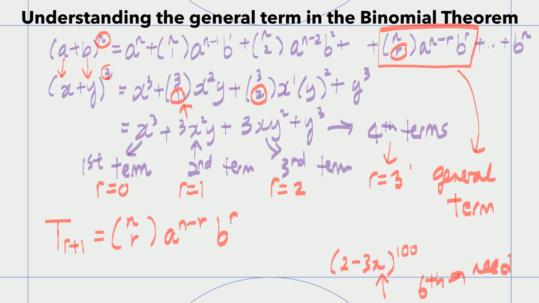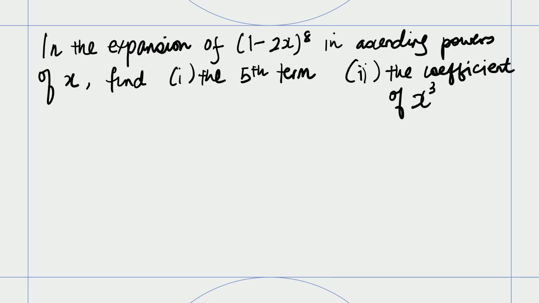So we will do one example on that. Supposing you're given the question to expand (1 minus 2x) to the power 8 in ascending powers of x. You're supposed to find the fifth term in part 1, and part 2 asks to find the coefficient of x cubed. In this case, we're not going to use the binomial theorem to expand all the 9 terms and from there pick up the fifth term. We're not going to do that.